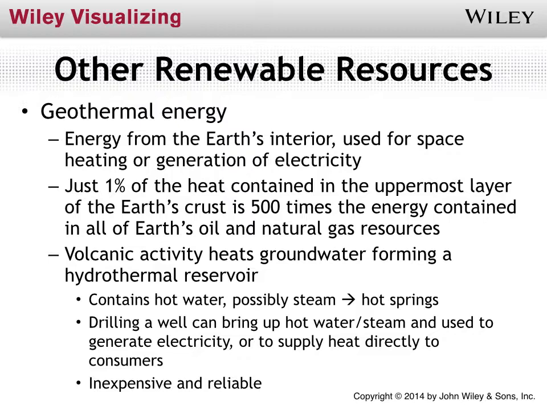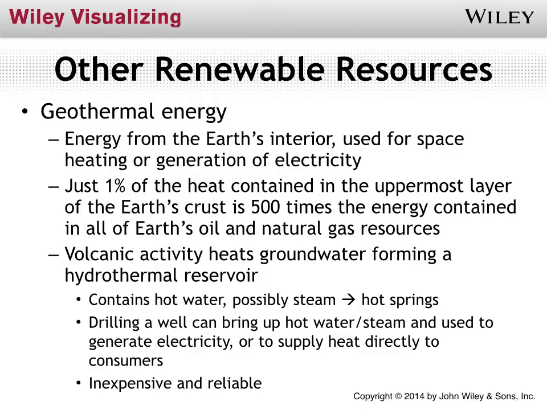In areas that have a lot of geothermal activity, it actually can be used for generating electricity. About 1% of the heat contained in the uppermost layer of the Earth's crust is 500 times the energy contained in all of the Earth's oil and natural gas resources. So basically what we're saying here is that the potential heat generated by the Earth, geothermal-wise, is substantially more than all of the energy contained within crude oil and natural gas, for example. So a lot of potential, in other words.